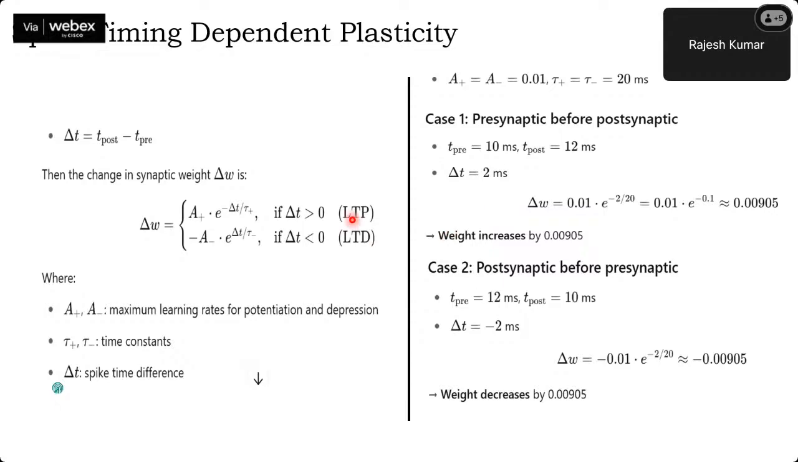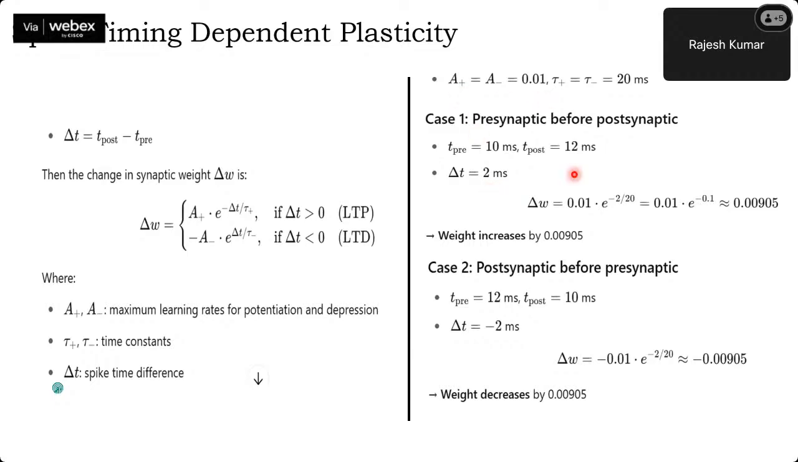Okay, so this one is a simple explanation of long-term potentiation and depression, because one curve is going up and another is going down, and then how you can calculate it. This is just a mathematical representation where we have the time of the presynaptic pulse and the postsynaptic pulse. We find out what the difference is.